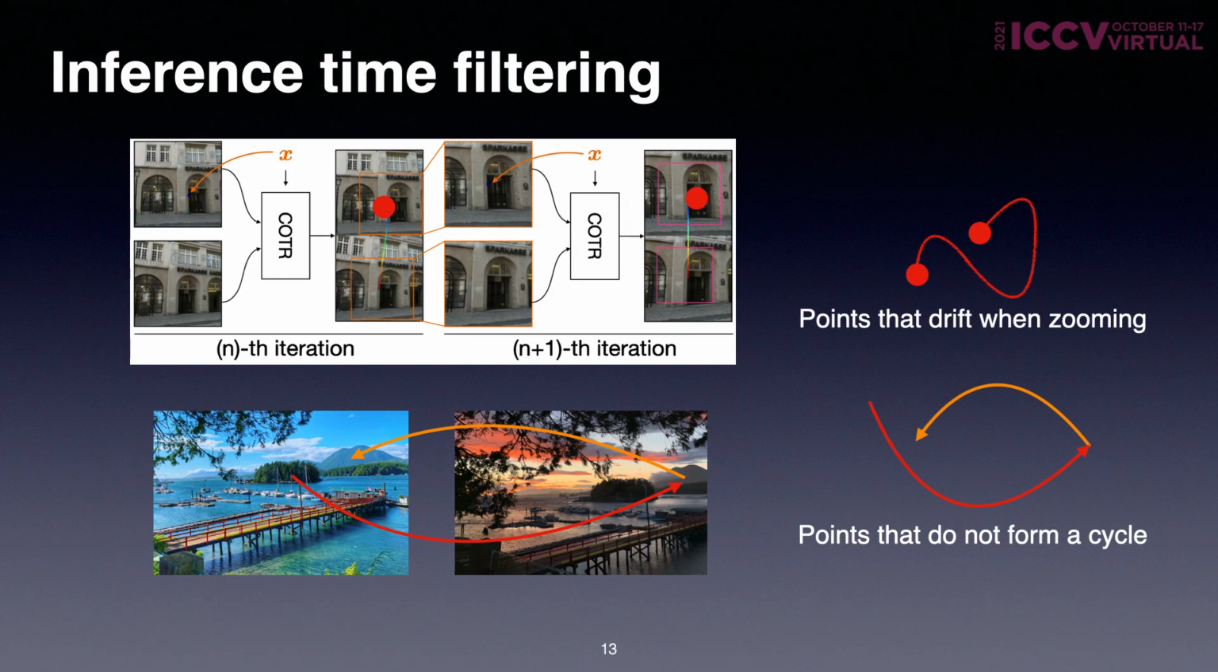We also introduced two inference time filtering strategies to filter out unreliable predictions. First, we filter out the points that drifted during zooming in.